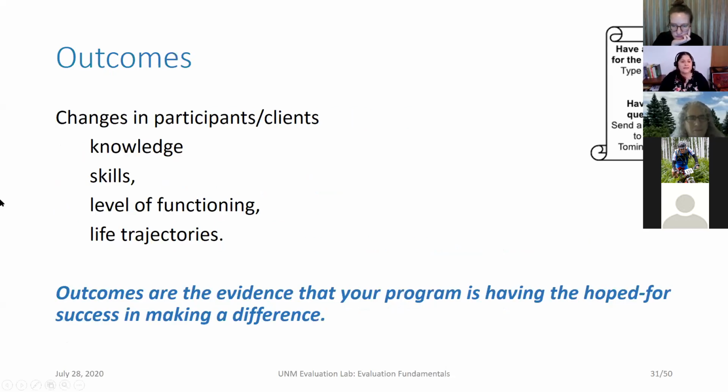And here come the outcomes. The outcomes are the actual changes in participants or clients of your organization. If you set up to train, did you provide actual knowledge? How do you measure that? If it was a skills-based training, did they acquire those skills? If you're providing support for families who need to improve their functioning, did that happen? If you were trying to shift the trajectory for an at-risk youth, did that life trajectory shift? So outcomes are evidence that your program is making the difference it's set up to do, and that an outcome is closely linked to your mission.